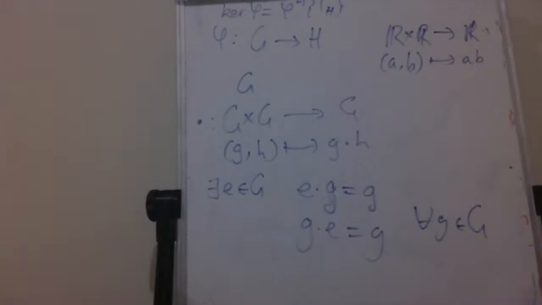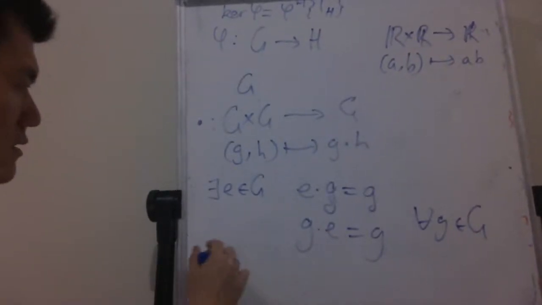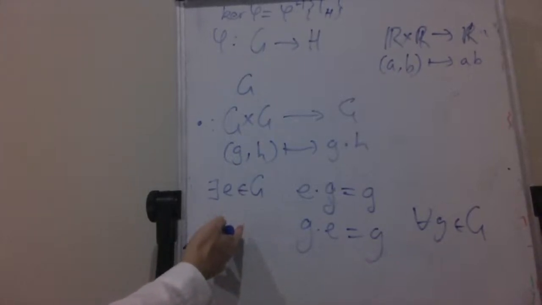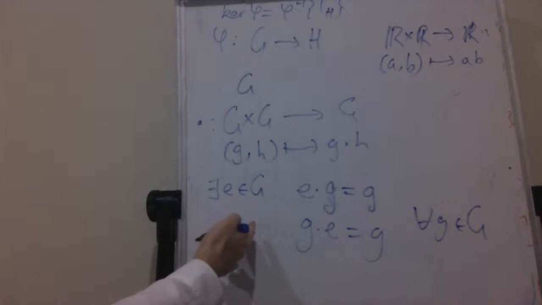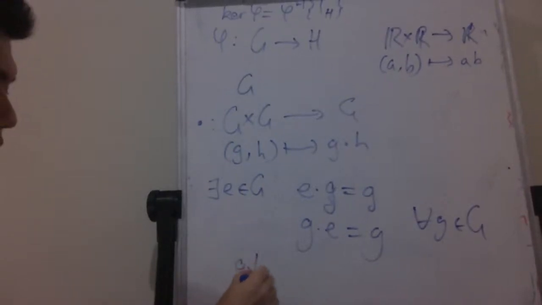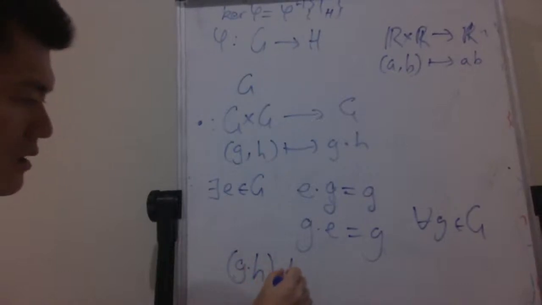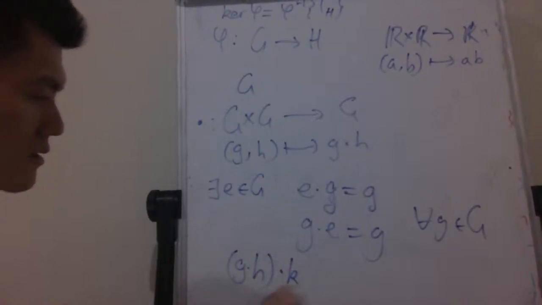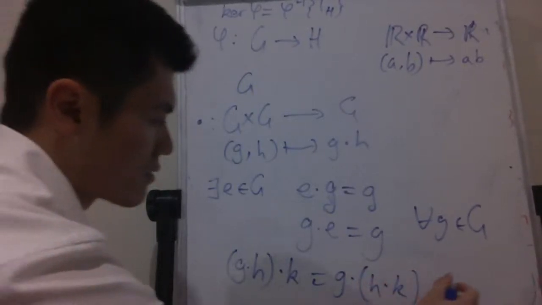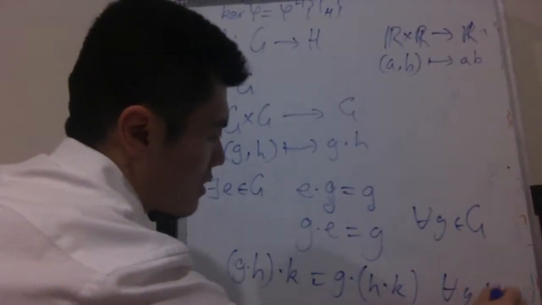Don't worry about it right now, okay? So does that make sense? So that's one of the first axioms, yeah? There are 3 axioms. Another one is that it's associative, right? That just means G dot H dot K equals G dot H dot K for all G, H, K in the group, yeah?